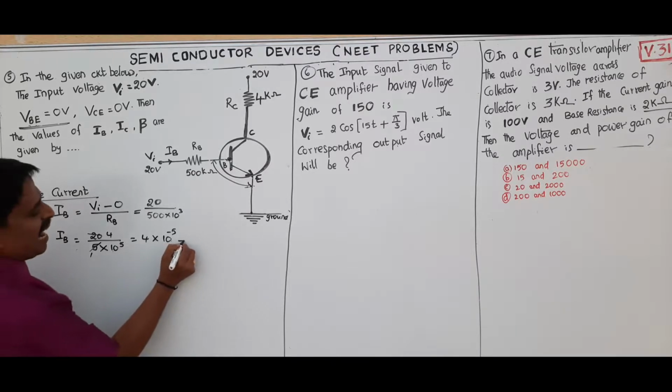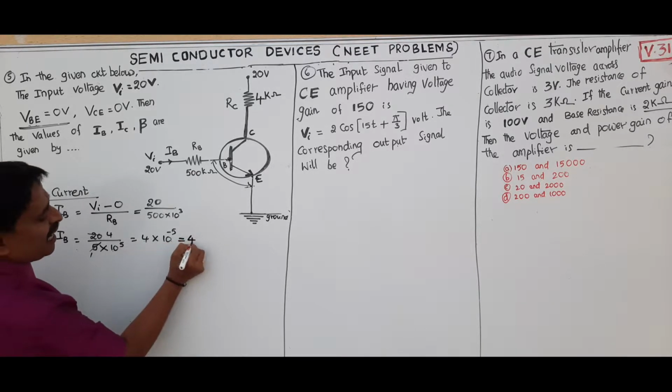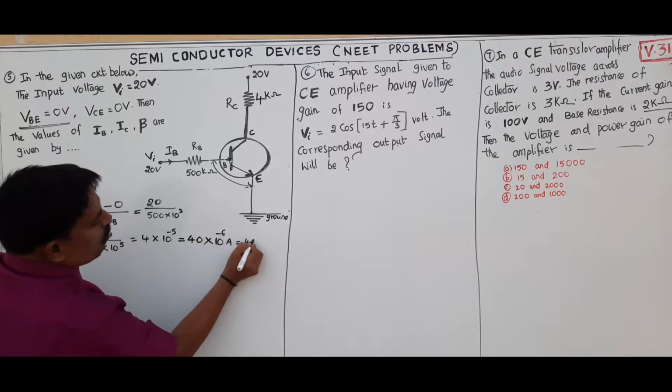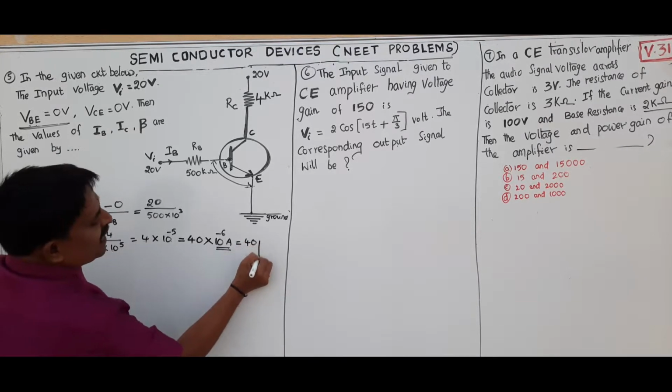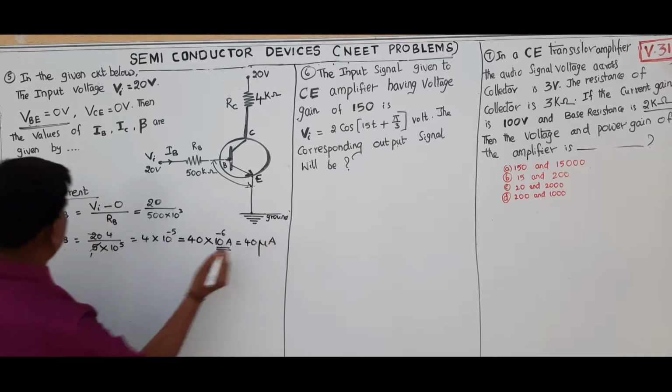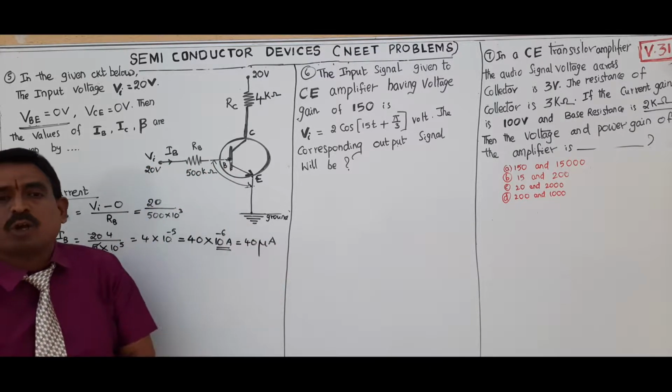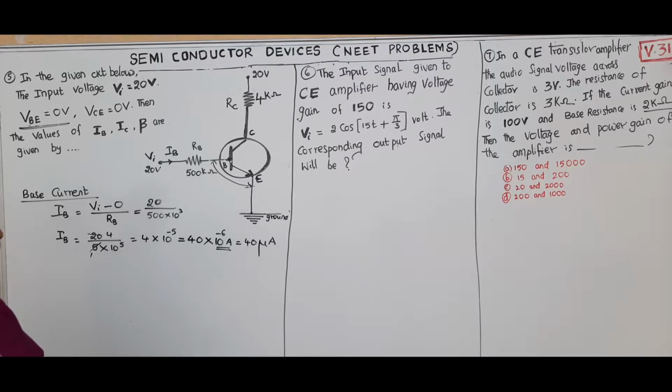This can be written as 40 into 10 power minus 6 ampere. That is equal to 40, and 10 power minus 6 means microampere. So the base current is equal to 40 microampere. And one more thing.